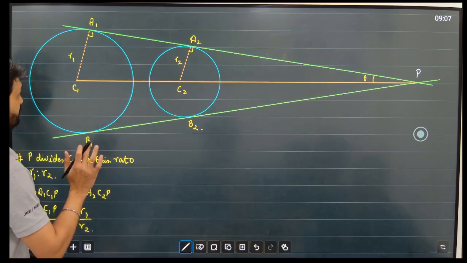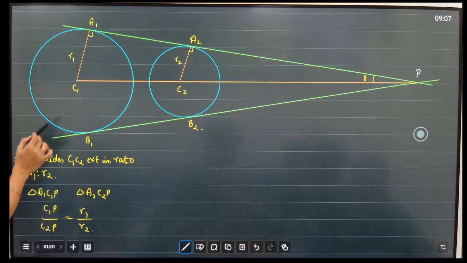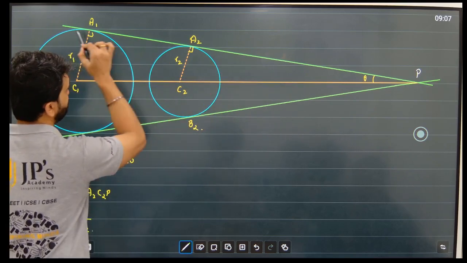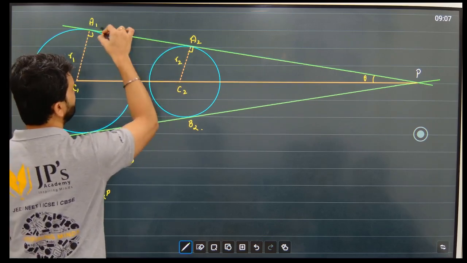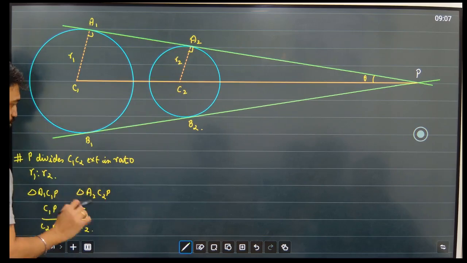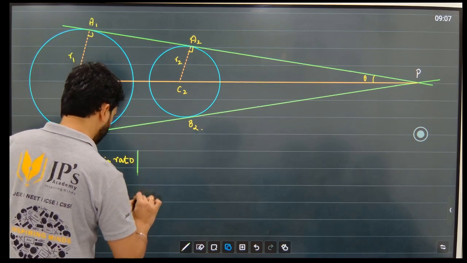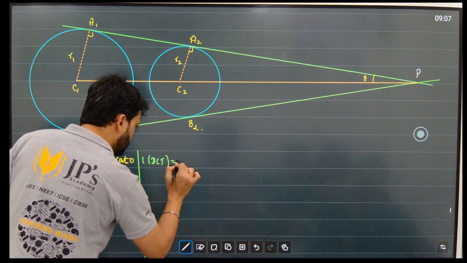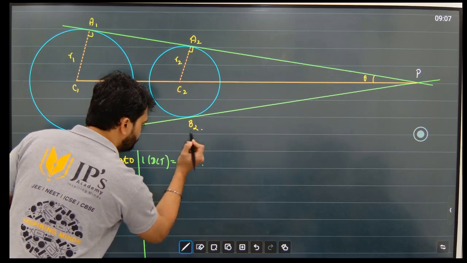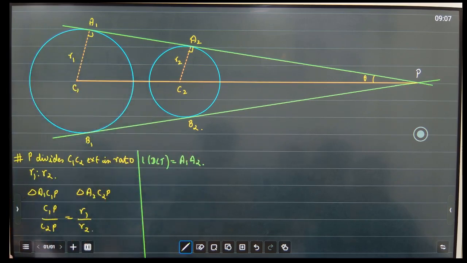Now, length of direct common tangent. The length of the direct common tangent is this, A1A2. You can take this one also, take any one. For our convenience, we'll take it as A1A2. Length of direct common tangent is equal to A1A2.